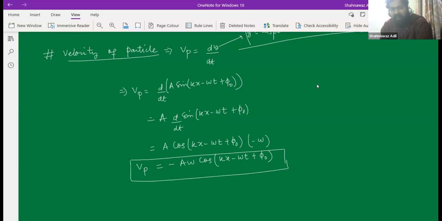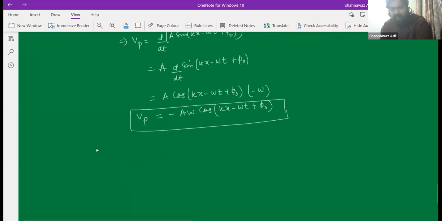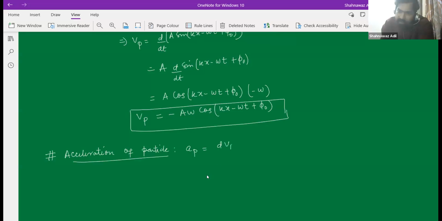Similarly, we can calculate the acceleration. This would be how much?